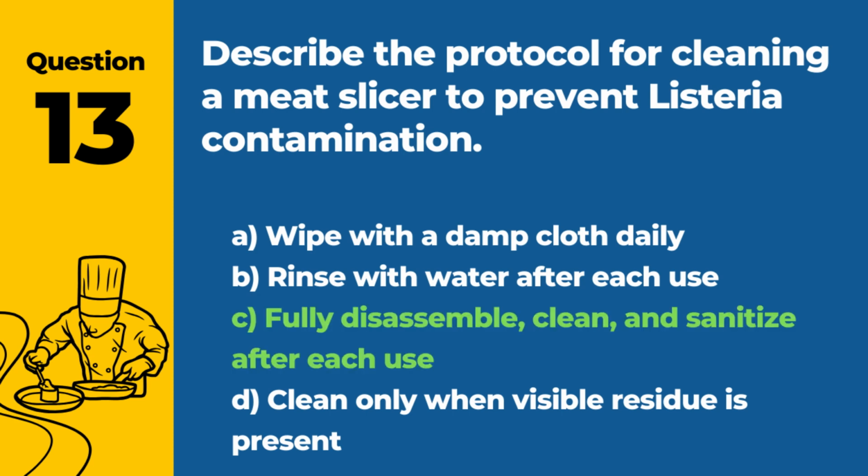Answer. C. Fully disassemble, clean, and sanitize after each use. The protocol for cleaning a meat slicer to prevent listeria contamination involves fully disassembling the slicer, thoroughly cleaning, and sanitizing all parts after each use to eliminate any potential listeria contamination.